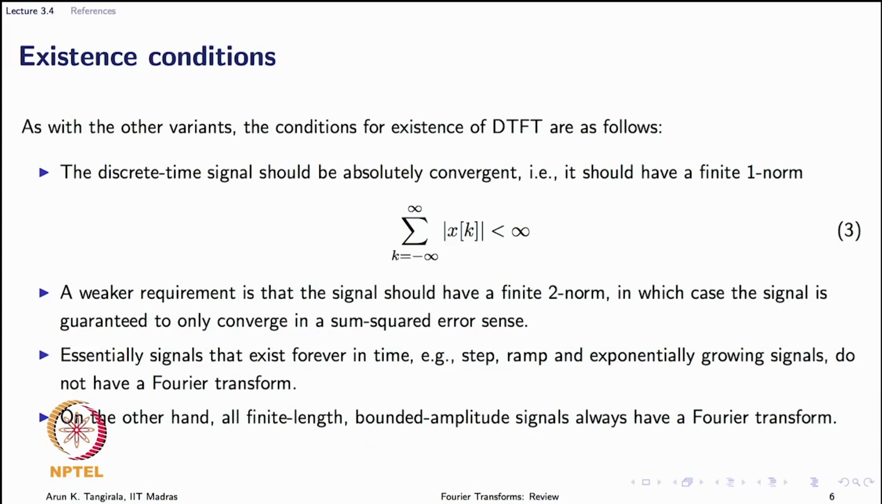Existence conditions, I have already remarked, the discrete time signal should be absolutely convergent, that means it should have a finite 1 norm, and a weaker requirement is that the signal should have a finite 2 norm, which means finite energy. Now, what this means is that signals that exist forever in time and are aperiodic, such as step and ramp and so on, do not have a Fourier transform, whereas all finite length bounded amplitude signals will have a Fourier transform. And this was also the case with the continuous time signal.